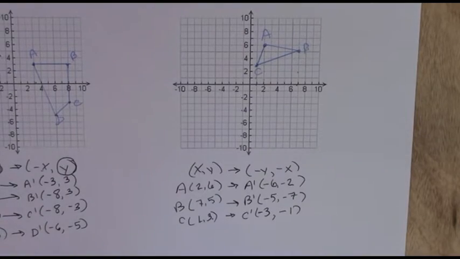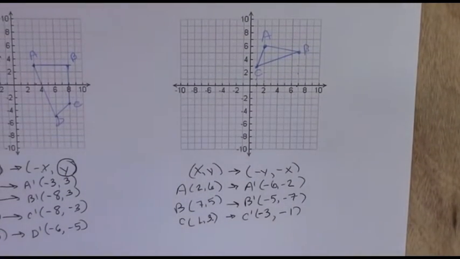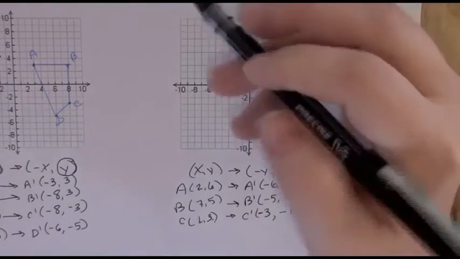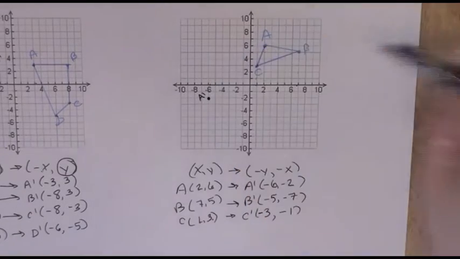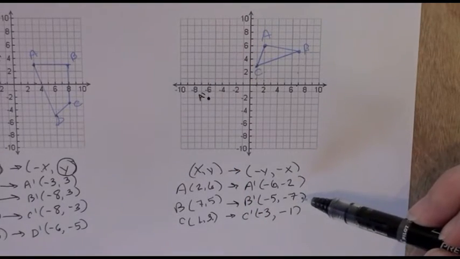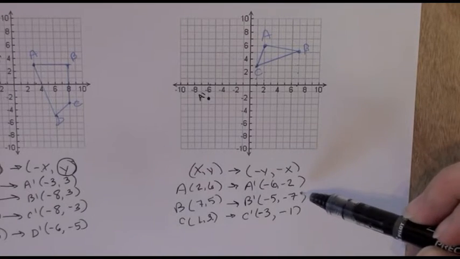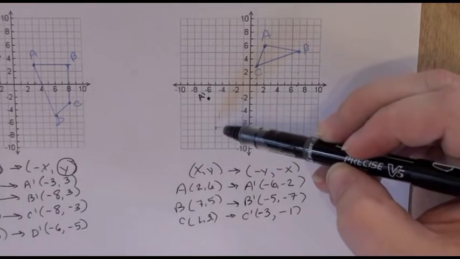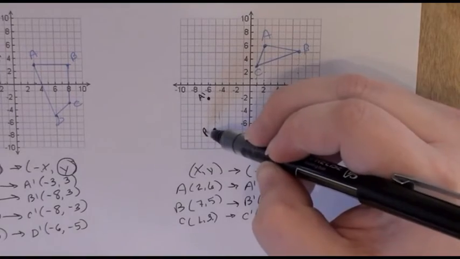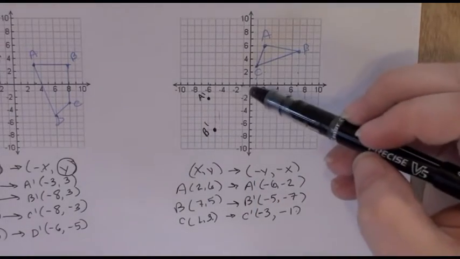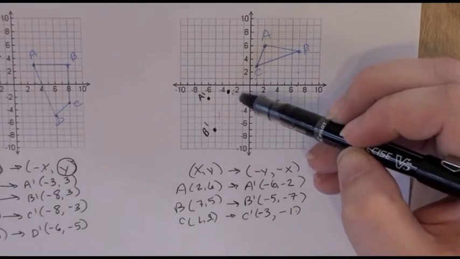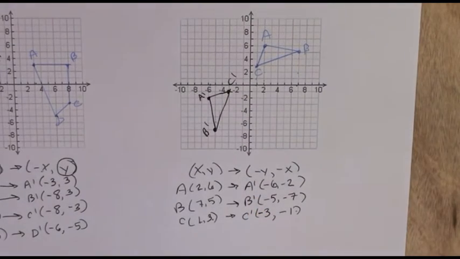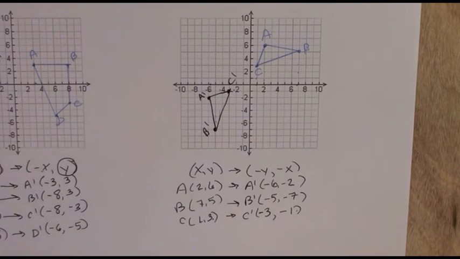Now you go back to your picture and you plot the points. (Negative 6, negative 2): left 6 and down 2 is A prime. (Negative 5, negative 7): we go left 5, down 7. B prime. (Negative 3, negative 1): left 3, down 1. C prime. And we connect them. That's the reflection of the image across the line y equals negative x.